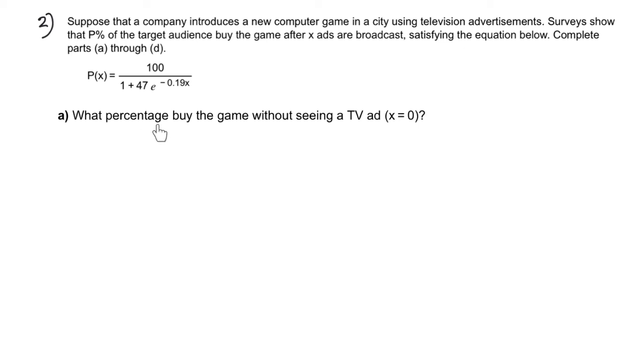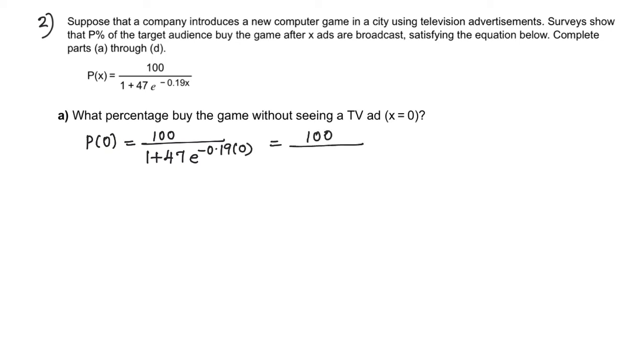First question is, what percentage buy the game without seeing a TV ad? That means X equals 0. So find P of 0. Replace this X with 0 and calculate. P of 0 equals 100 divided by 1 plus 47 e power negative 0.19 times 0.